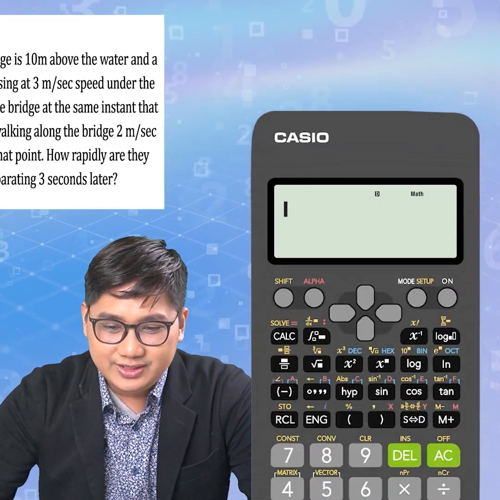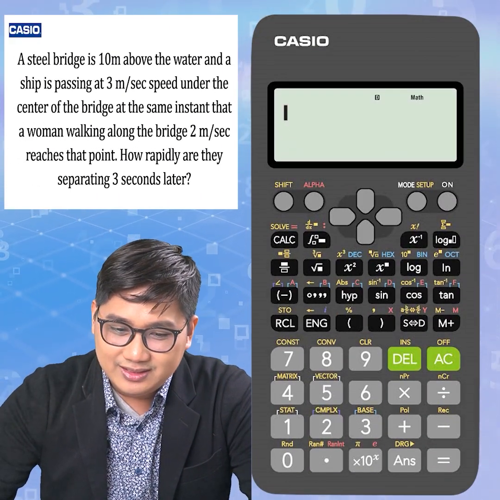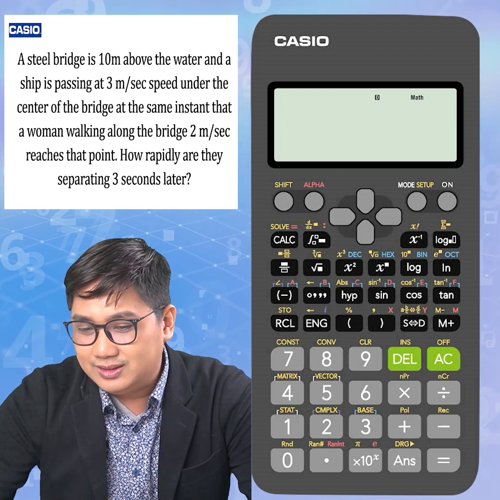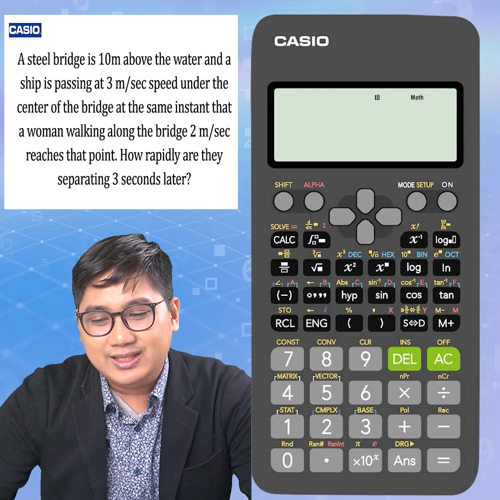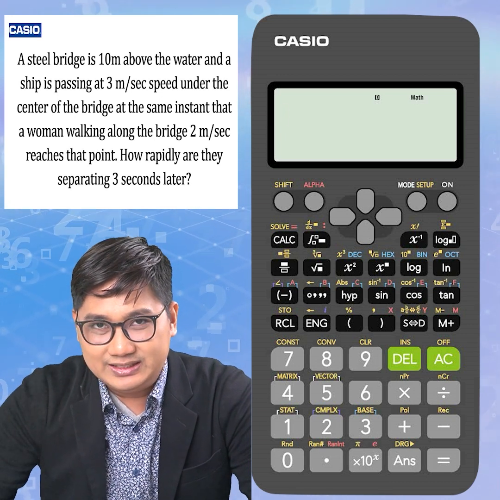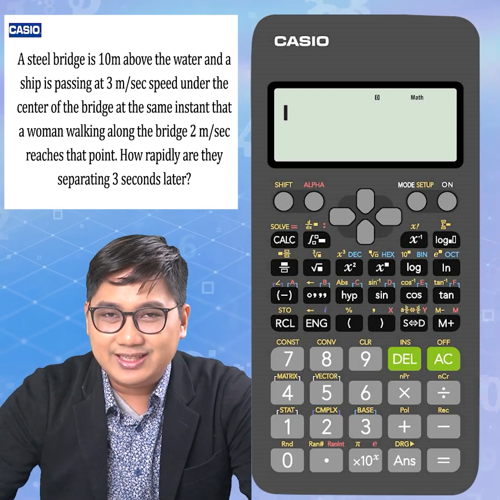A steel bridge is 10 meters above the water and a ship is passing at 3 meters per second speed under the center of the bridge. At the same distance, the woman is walking along the bridge at 2 meters per second, and reaches the same point. How rapidly are they separating 3 seconds later?